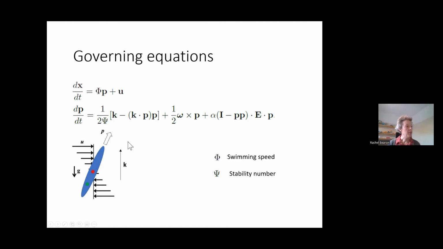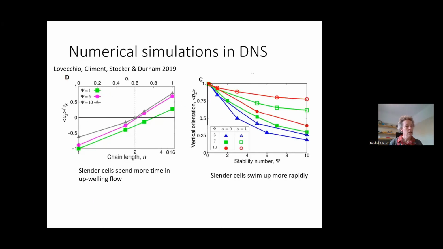And there's a diagram again indicating what's happening with these cells. So in still fluid, there's still that swim upwards. If you have a bit of shearing happening, their orientation to the vertical gets tilted over and they're swimming up at an angle. So here's a couple of figures from simulations in turbulence.